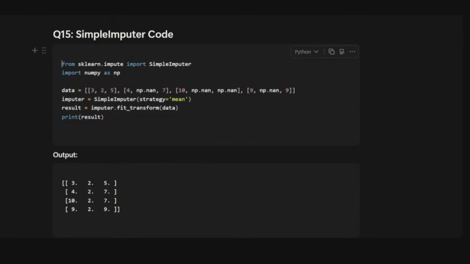So your first column will include 3, it will include 4, it will include 10, it will include 9. See how there is no missing values in this column. Therefore, we do not need to perform imputation here.